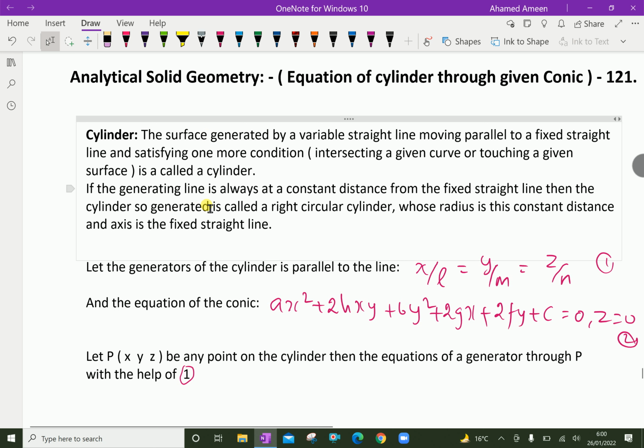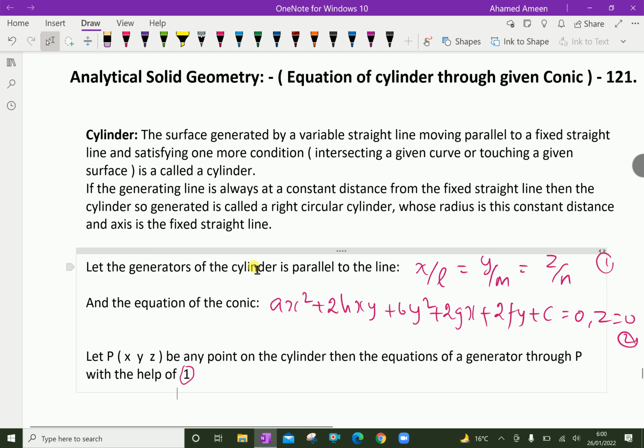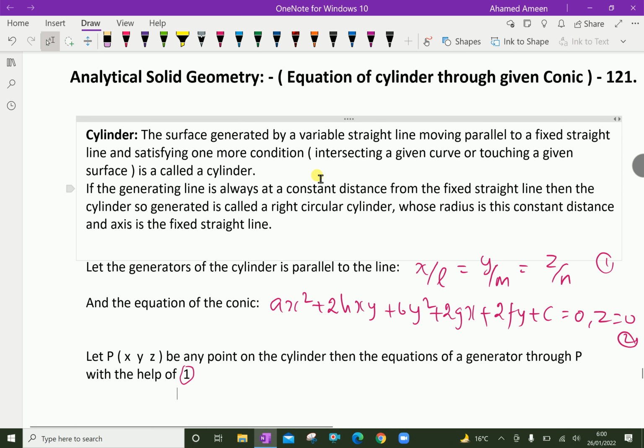If the generating line is always at a constant distance from a fixed straight line, then the cylinder so generated is called a right circular cylinder, whose radius is the constant distance and whose axis is the fixed straight line. Now let us prove the equation of the cylinder through a given conic.